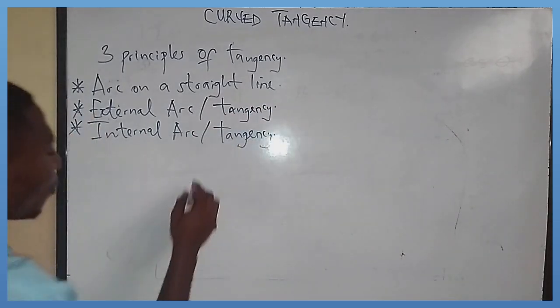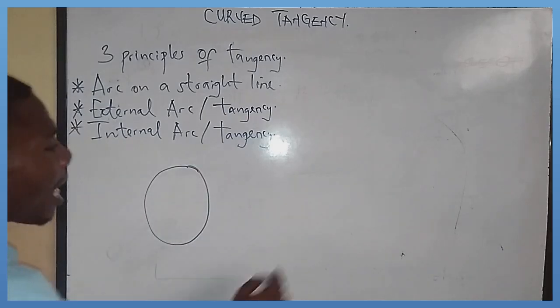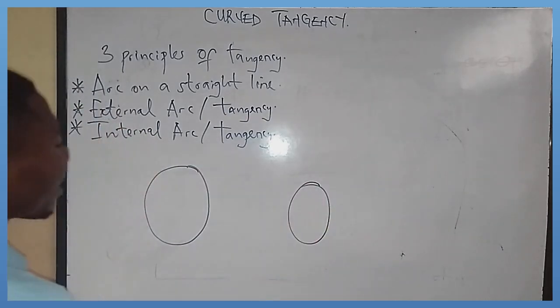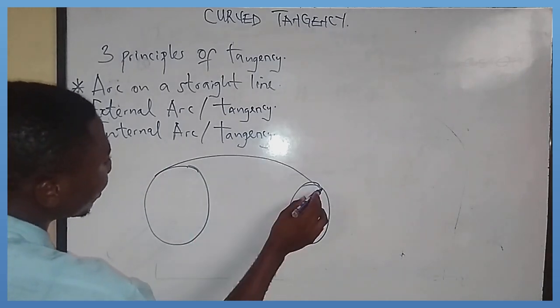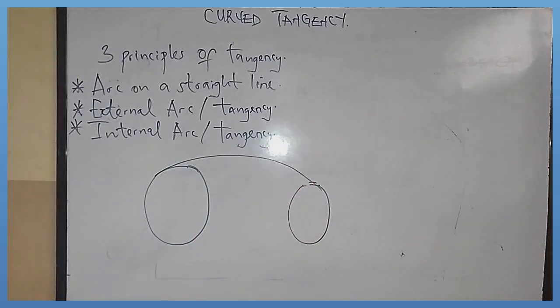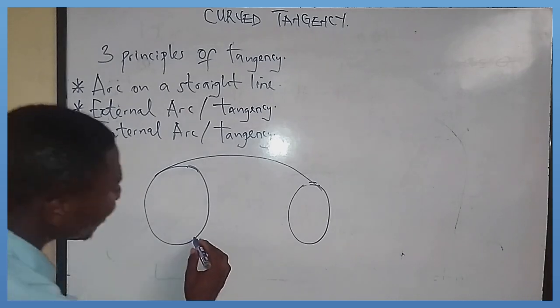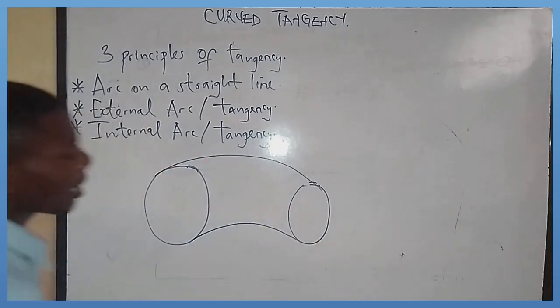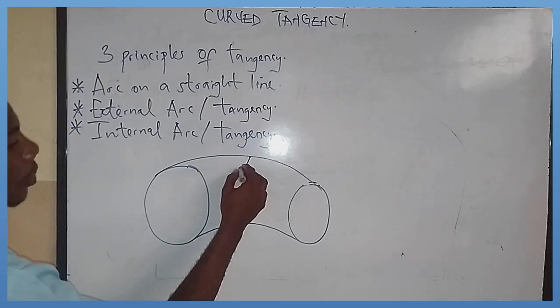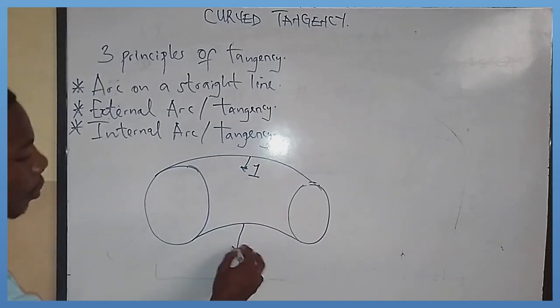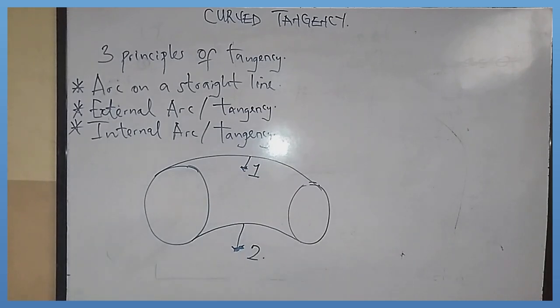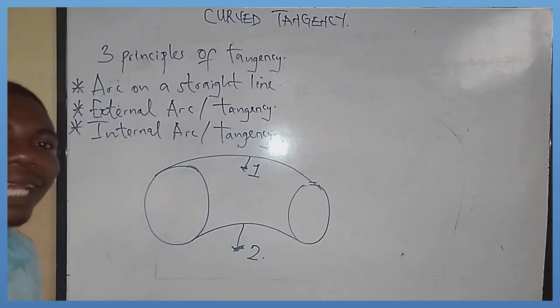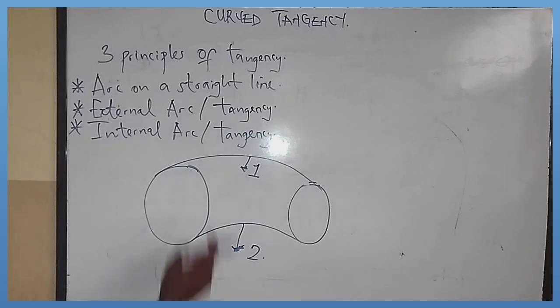Take a look at this scenario. I'm having a circle in this manner. I'm having another circle in this manner. Then I'm having an arc in this manner, and then another arc right here in this manner. This one will be denoted arc 1, while this is denoted arc 2. On this simple drawing, I am having an internal and an external arc right there. So how do I deduce which arc is internal or external?